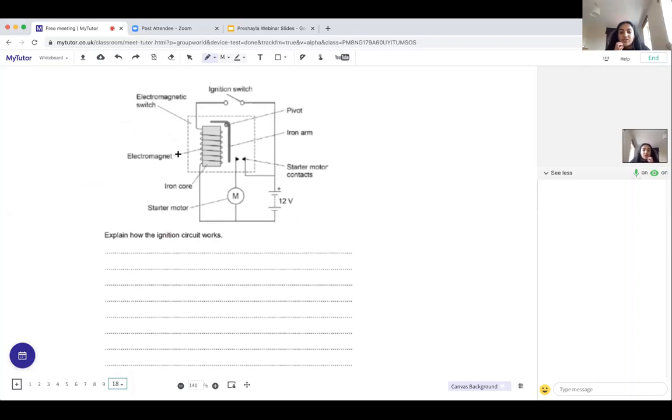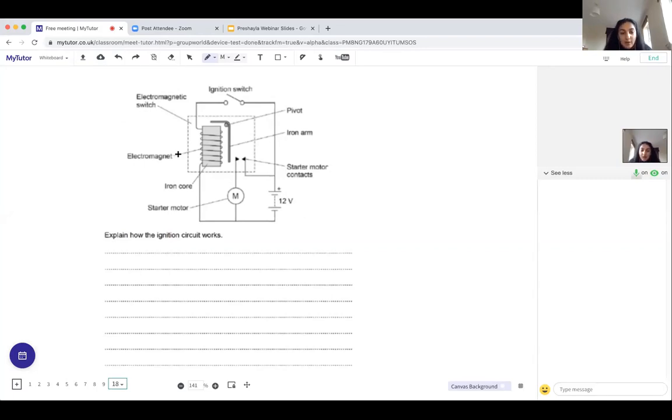Okay, so this is a typical GCSE question. You're going to see something that you've probably never seen before. That can be quite a scary concept in a GCSE, but it's one of the things that they've introduced to make the GCSEs a little bit harder.